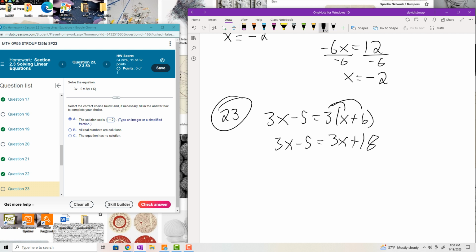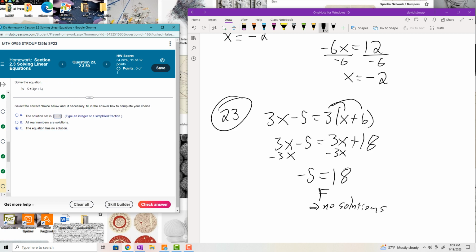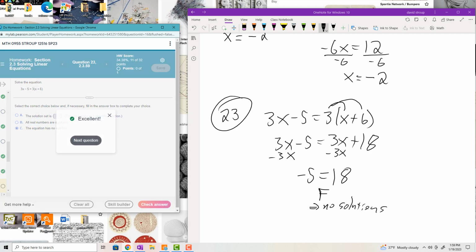And then you're going to try to collect the variables on one side. And when you do that, you're going to see that the variables cancel. So 3x minus 3x is 0. And you'll end up, in this case, getting a false statement, which tells me there's no solutions. Okay, so you just write no solutions, and then in the homework, you can just click on the appropriate bubble, and you should be good.